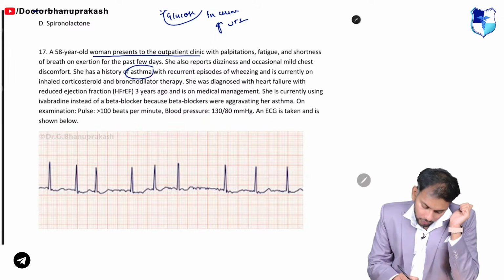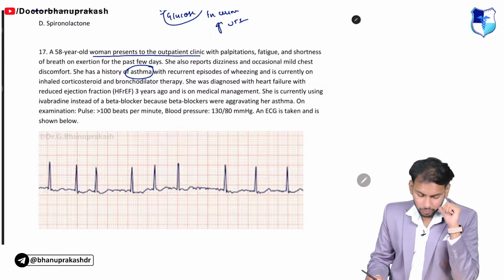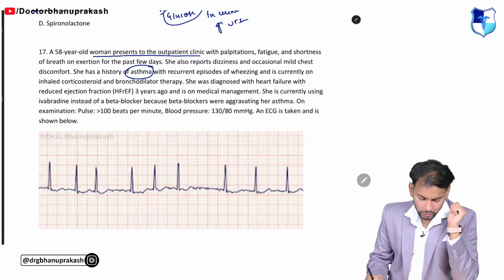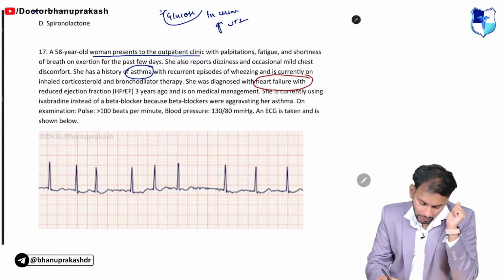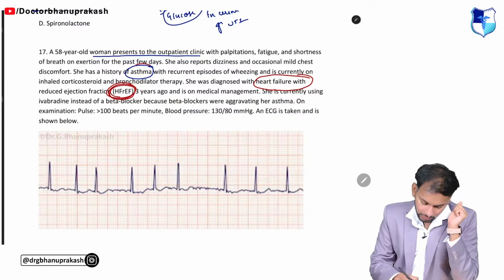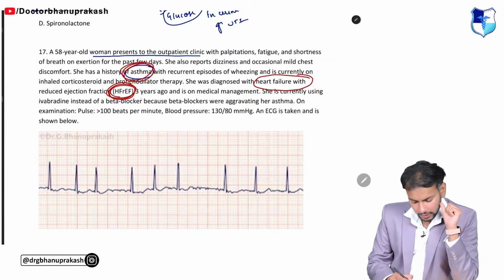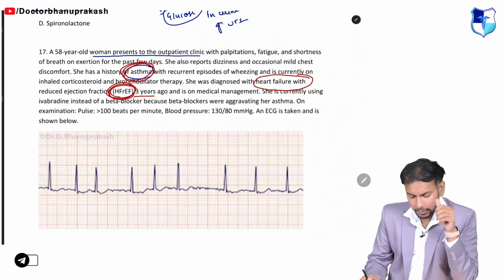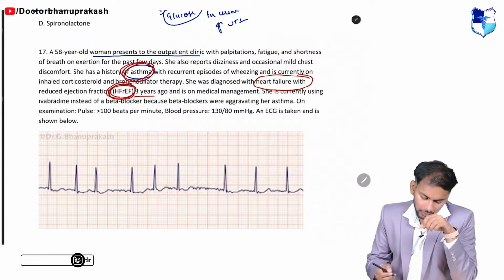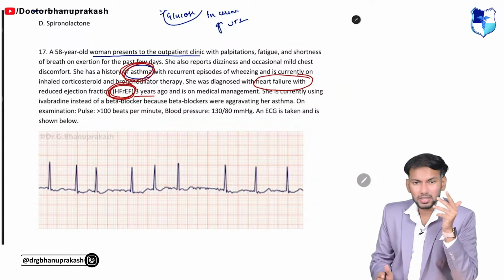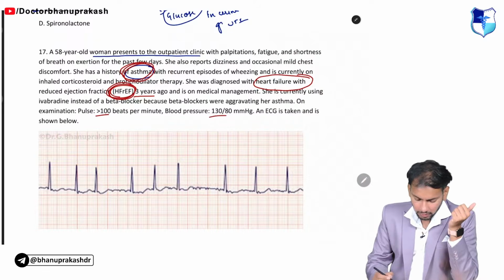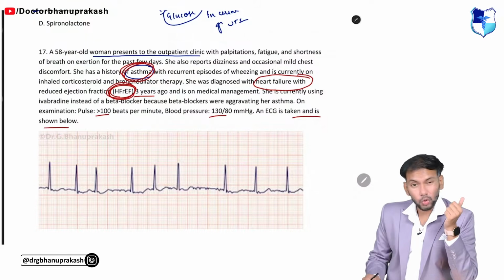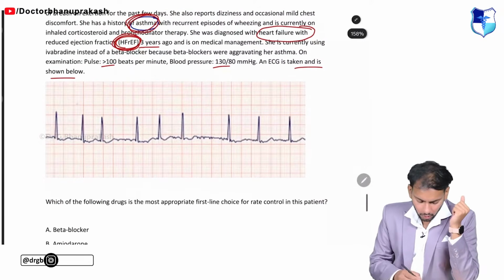She has history of asthma with recurrent episodes of wheezing, and she is currently on inhaled corticosteroid therapy and bronchodilator therapy. She was diagnosed with HFrEF, heart failure with reduced ejection fraction, 3 years ago and is on medical management. She is currently using ivabradine instead of beta blocker because beta blockers will worsen her asthma, obviously. Now, on examination, pulse is more than 100, BP is 130 by 80, ECG is taken and is shown below. Now, if you look at the ECG, these are all RR intervals. You see, are they regular?